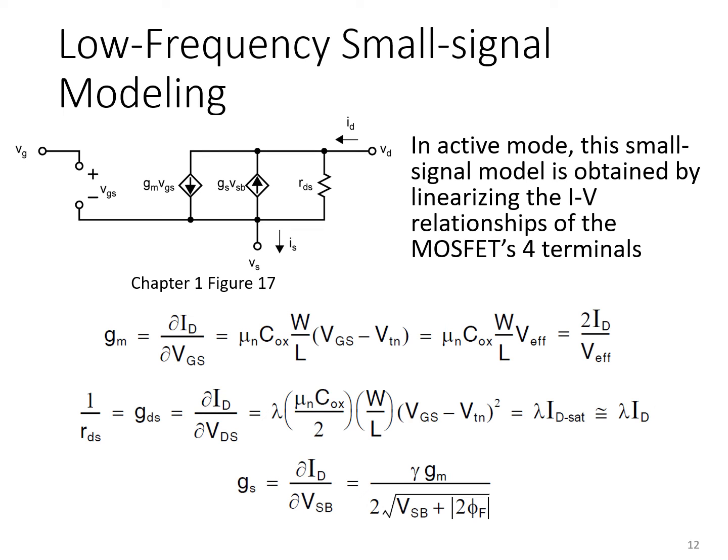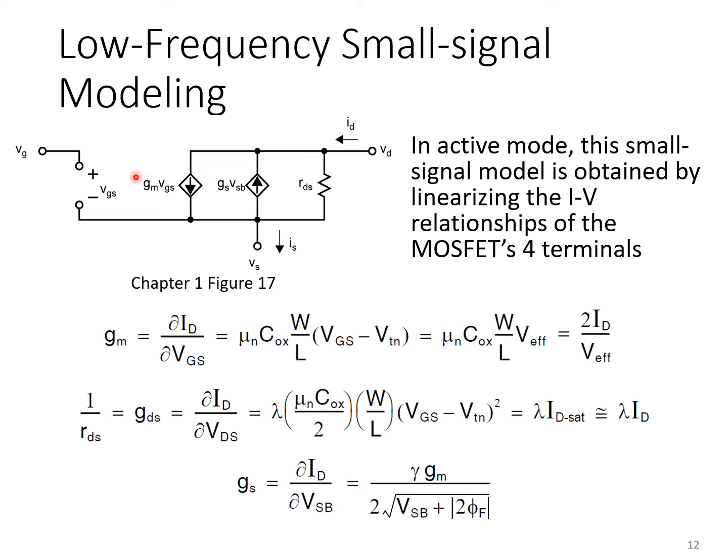So having gone over briefly the large signal behavior and modeling of the MOSFET, we're going to quickly review the low frequency small signal modeling of the MOSFET. And this is the model in active mode. The small signal model is obtained by simply linearizing the IV relationships of the MOSFET's four terminals.